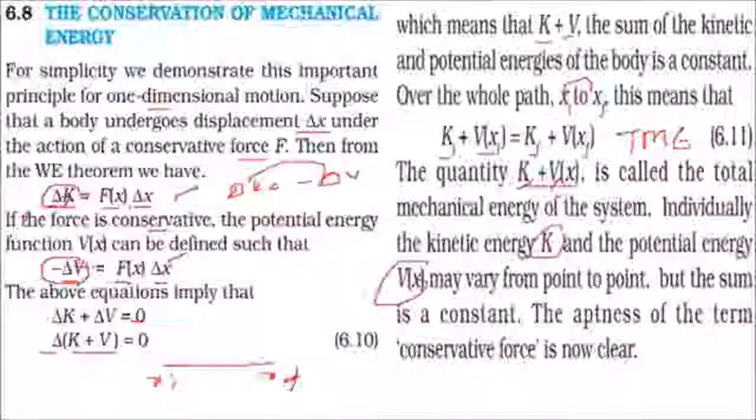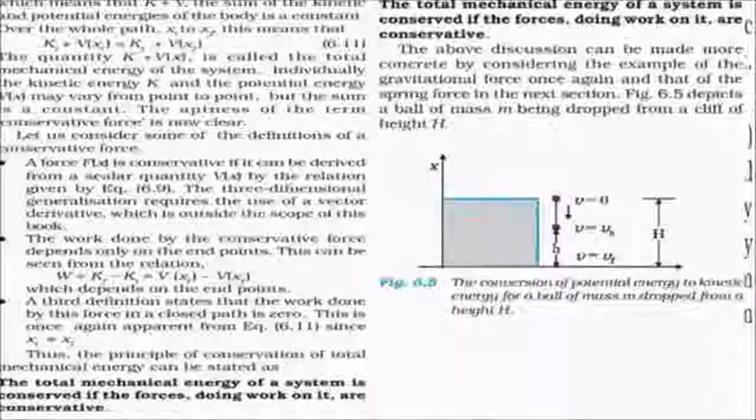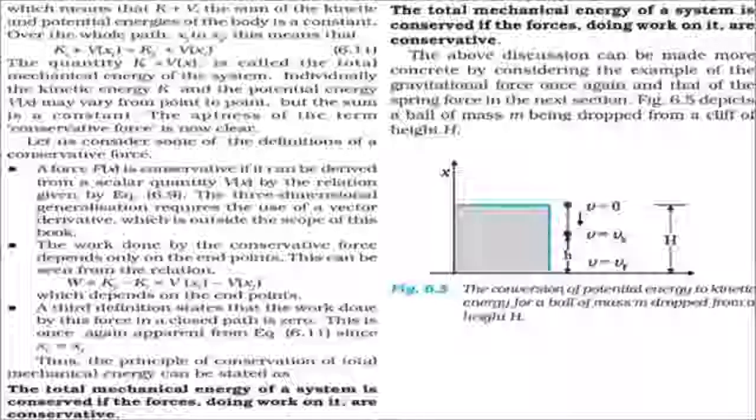Individually, the kinetic energy and potential energy may vary from point to point. It is not that K will always remain the same, or V will always remain the same. If this is greater, this will be less. If this is greater, this will be less. But the sum will remain constant. And this term is specially for conservation, that is why we have conservation of mechanical energy here. So K plus V always remains constant.